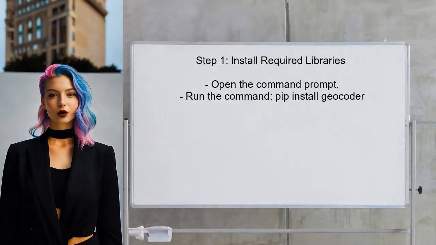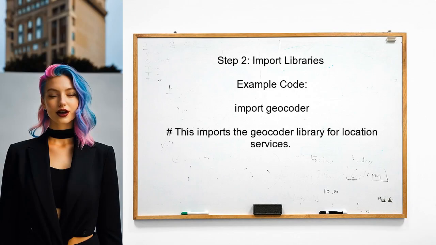To begin accessing the Windows GPS location service in a Python script, the user needs to install the required libraries. The primary library for this task is called geocoder. Next, the user should import the necessary modules in their Python script. This includes importing the geocoder library to access location services.